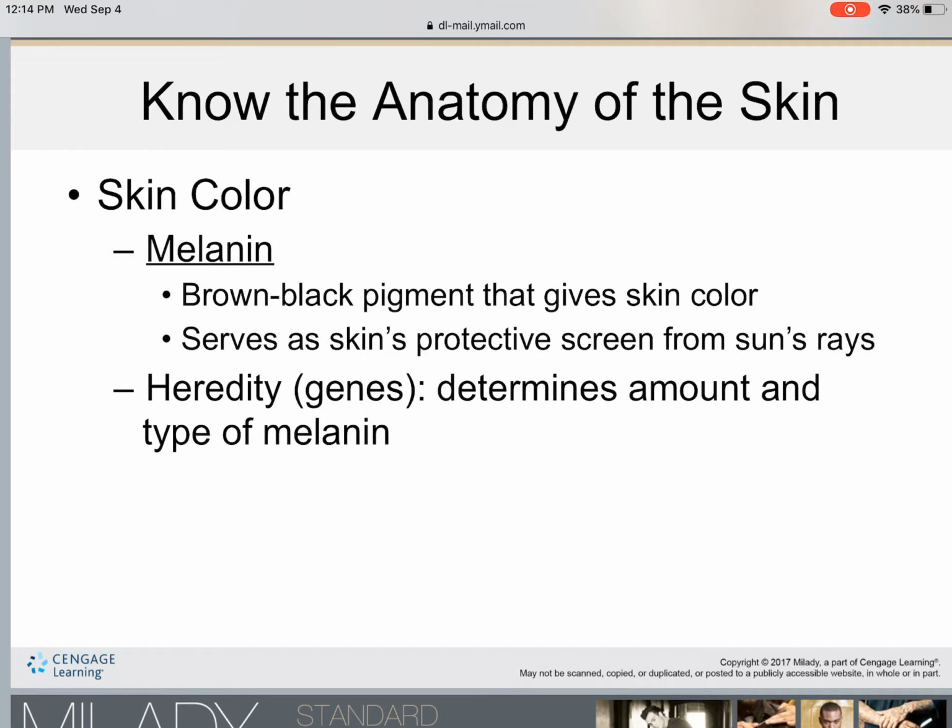Okay. I mean, this is really interesting. If two Caucasian people have a baby, there are great odds that the baby won't come out with a whole lot of melanin. That's genetics.